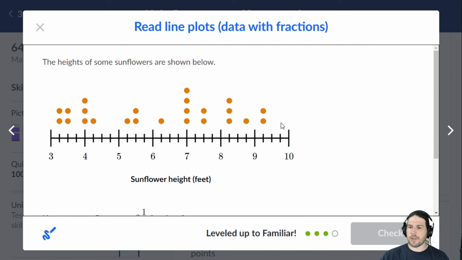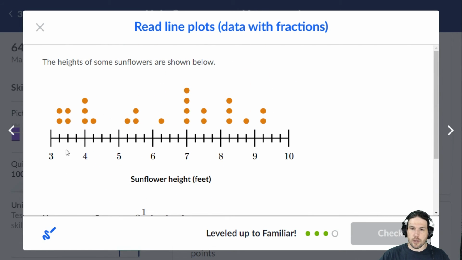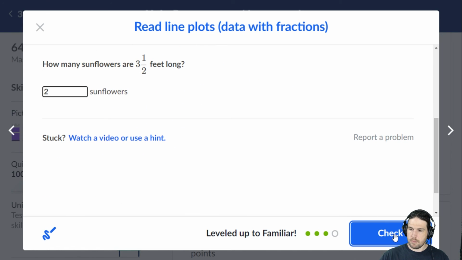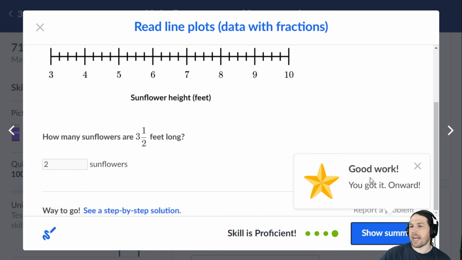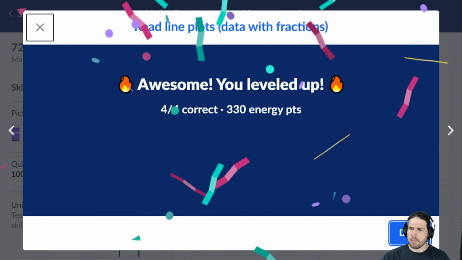The heights of some sunflowers are shown below. Sunflowers are awesome. They are very tall. They are magnificently tall. They're like cornstalk tall. How many sunflowers are 3.5 feet long? That looks like only 2. And that is reading line plots with fractions. No problem. Moving right along.